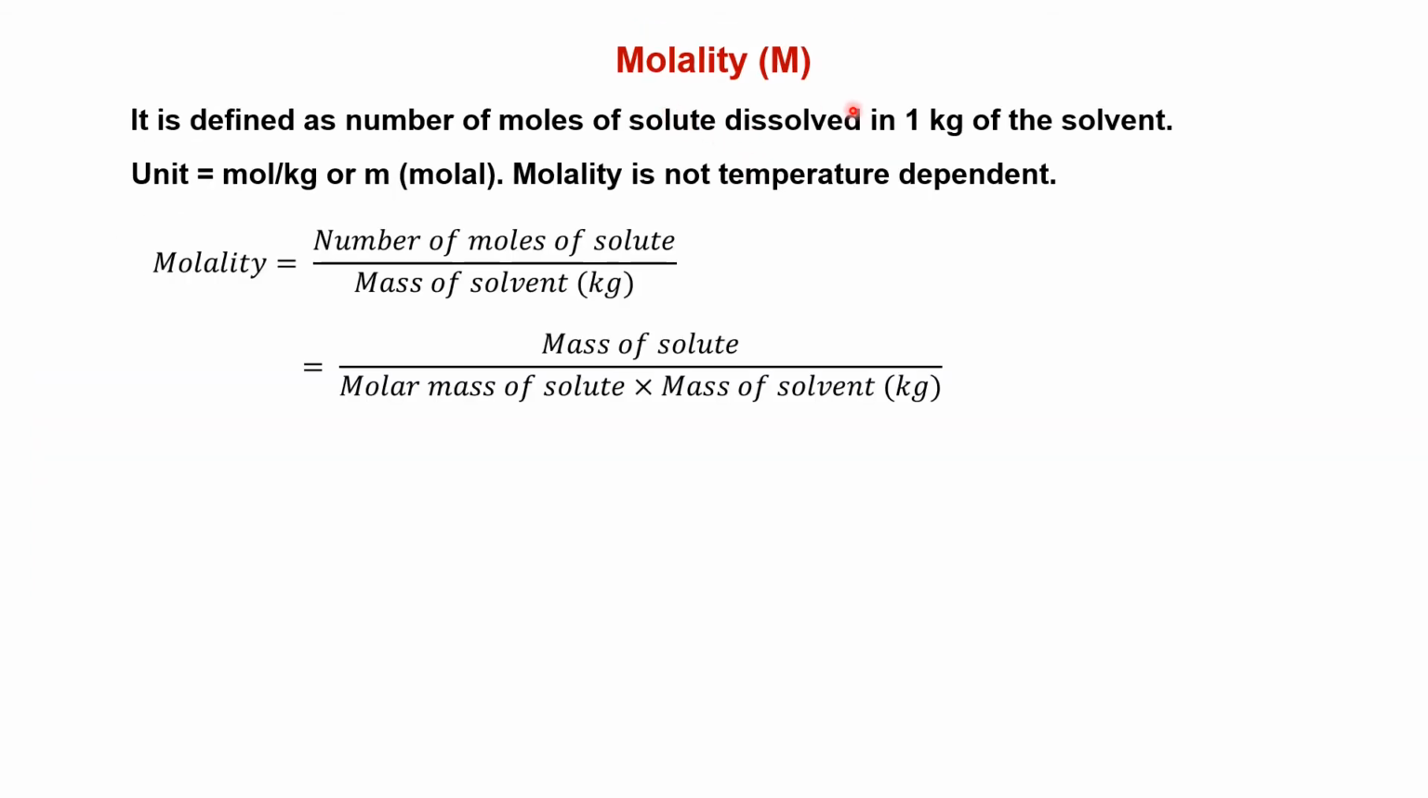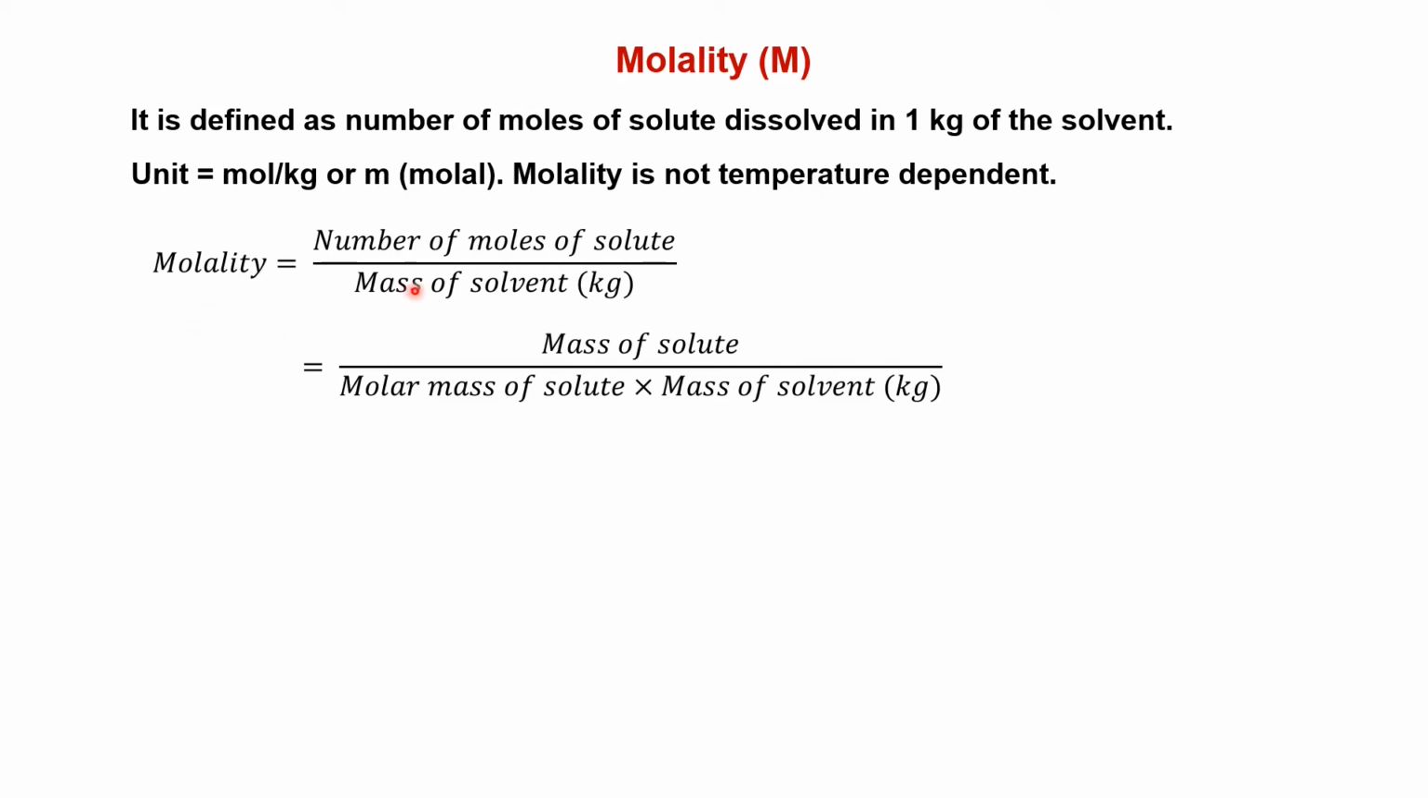Next concentration term is molality. Molality is defined as the number of moles of solute dissolved in 1 kg of the solvent. For molarity, it was the number of moles of solute dissolved in 1 liter of solution, and here it is 1 kg of the solvent. The units of molality are mole per kg, or you can say molal, which is written as small m, and this molality is not temperature dependent, whereas molarity was a temperature dependent parameter.